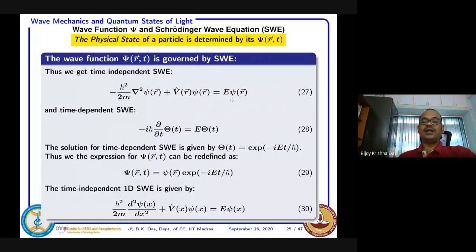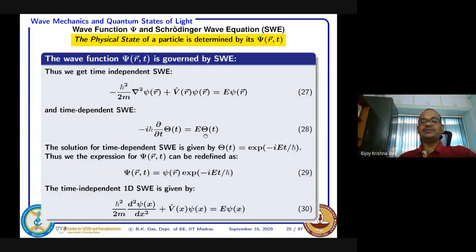Sometimes we use that if the time dependent function is well defined, well known, then we can find the space dependent function psi(r) by solving 27. And again, when psi(r) is well defined, we can try to find out the time dependent variation of the wave function, this one. If you compare 27 and 28, I think this should not be partial anymore. It should be d/dt, because only a time dependent function is there.